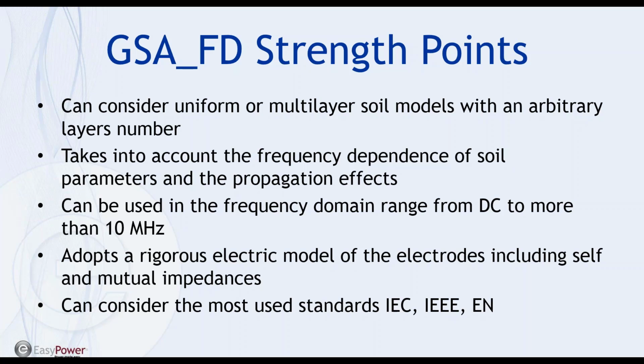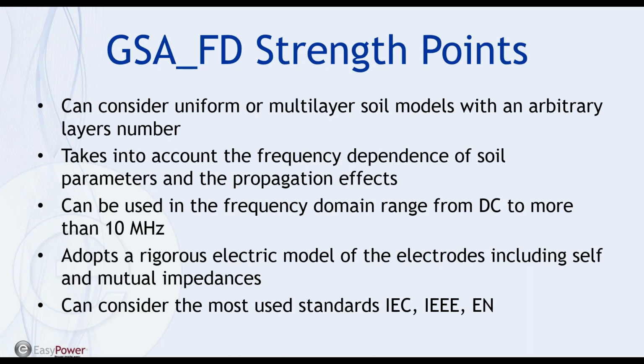A few competitors take into account self-impedance effects, and very few competitors consider the mutual impedance effects, and these can lead to significant error in calculation. With the equipotential condition hypothesis, the maximum touch and step voltages are widely overestimated, and this may result in grounding system oversizing with additional costs, even 50%.